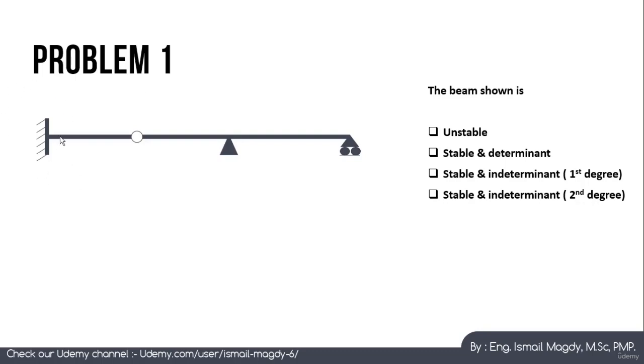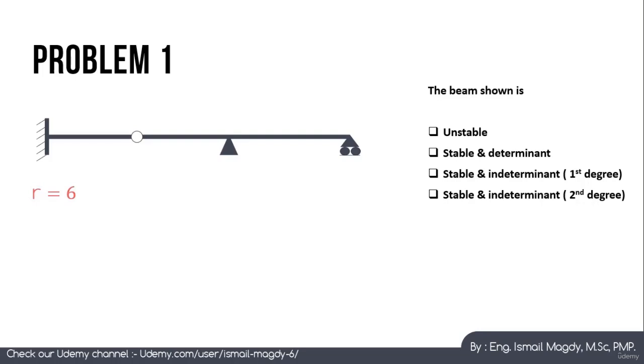Here we have a fixed support, which means it has 3 reactions: a vertical force, horizontal force, and moment. Here we have a hinged support, which means it has 2 reactions, horizontal and vertical. Here we have a roller, which means it has only 1 reaction, which is vertical force. So this means that R, which is the number of reactions, equals 6: 3 plus 2 plus 1.